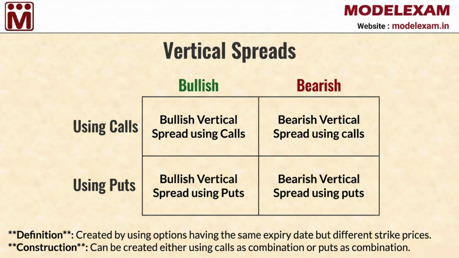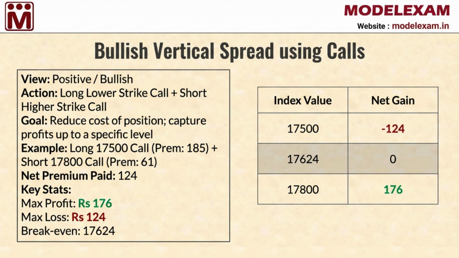Depending on your view of the market, whether you think it will go up or down, we classify these as bullish vertical spreads or bearish vertical spreads. This gives us 4 specific ways to trade based on our market outlook. Let us dive into the bullish vertical spread using call options.